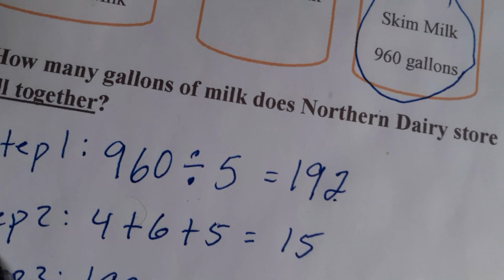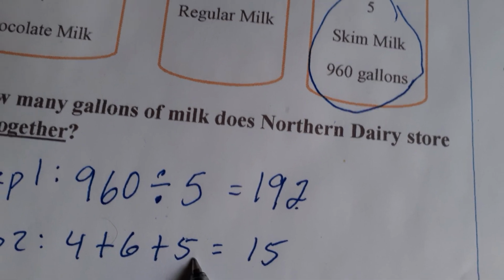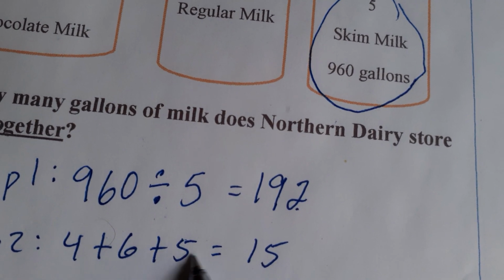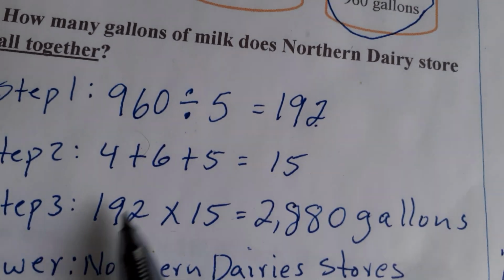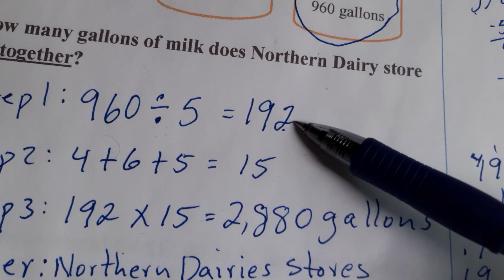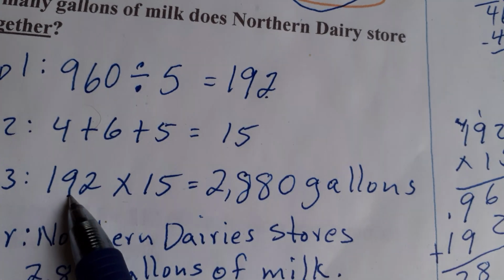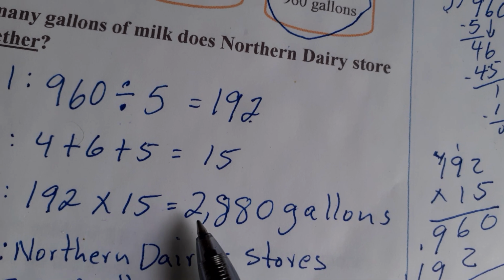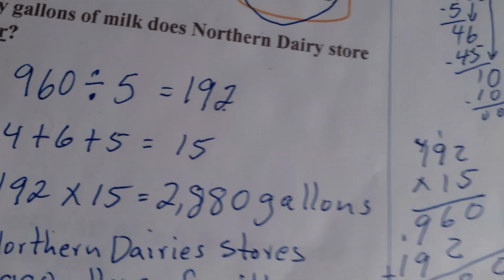Now, it says step 2, we are going to add all the ratios. Okay, we will find the sum of all the ratios. 4 plus 6 plus 5 gives us 15. The third step, you are going to multiply the answer from step 1, the quotient, with the sum of the ratios. So 192 times 15 is going to give you 2,880 gallons. Where did I find that answer?